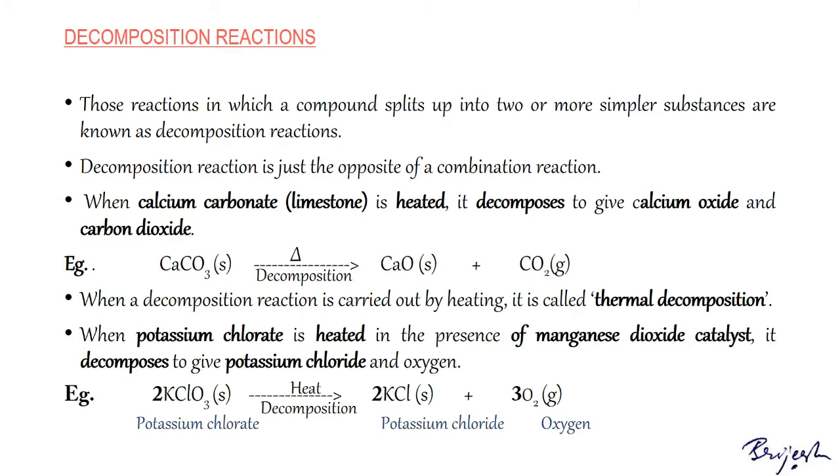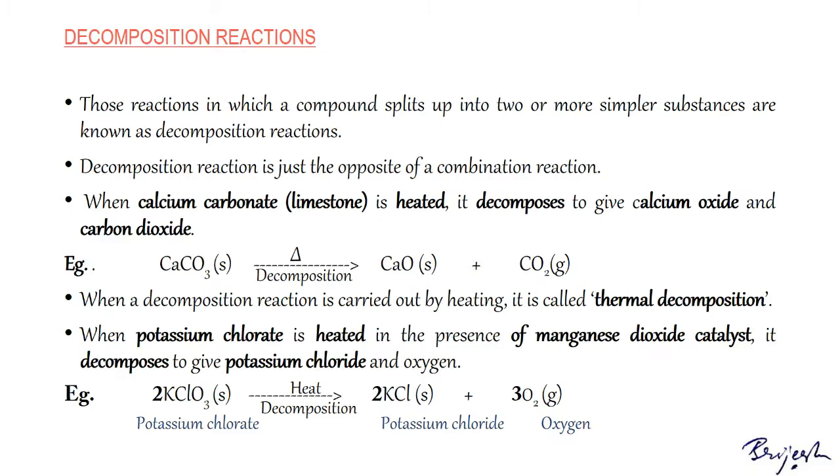The next type of reaction is decomposition reactions. Those reactions in which a compound splits up into two or more simpler substances are known as decomposition reactions. The decomposition reactions are carried out by applying heat, light or electricity. Heat, light or electricity provide energy which breaks a compound into two or more simpler compounds. Please note that a decomposition reaction is just the opposite of a combination reaction. So let's see some examples.